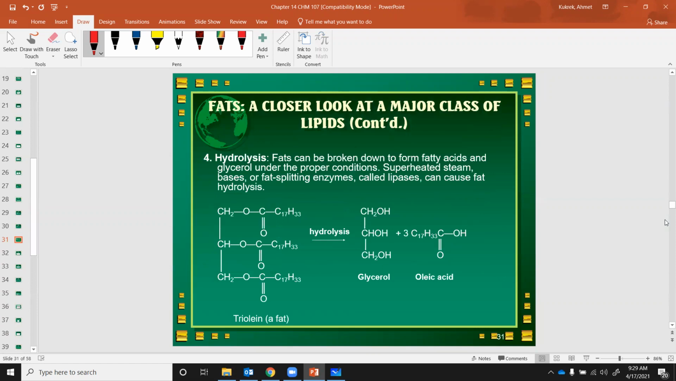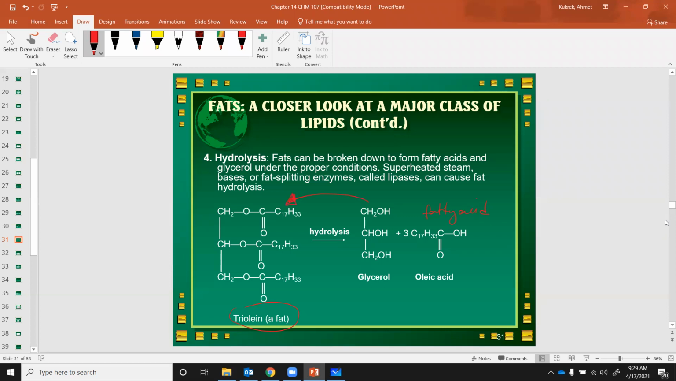And remember, like I said, you can make fat, and this reaction is actually reversible. By mixing your fatty acid and your glycerol together, you can get fats. And now we are getting to Carlos' question about soap and things like that.